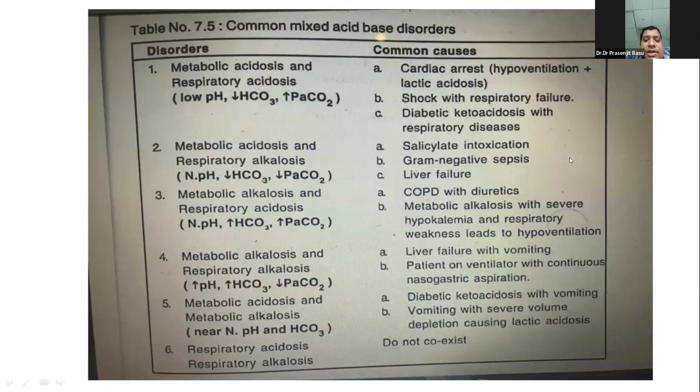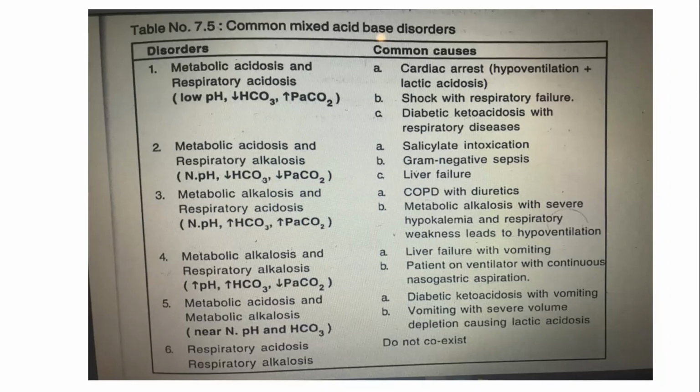Here are some common examples of mixed acid-base disorders. In cardiac arrest, hypovolemic shock and diabetic ketoacidosis, we find metabolic acidosis and respiratory acidosis both. In salicylate intoxication, gram-negative sepsis and liver failure, we get metabolic acidosis and respiratory alkalosis simultaneously. In COPD patients on diuretics, metabolic alkalosis with severe hypokalemia and respiratory weakness leads to hypoventilation. In this case, we get metabolic alkalosis and respiratory acidosis simultaneously.